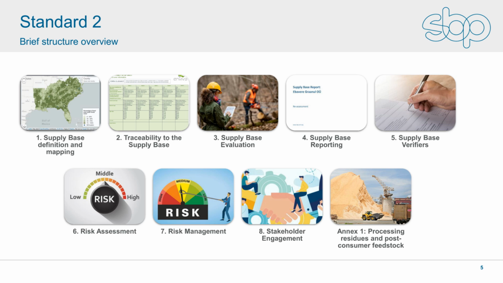Section 5. Supply base verifiers, or SBVs. These are the evidence sources the organization uses to verify that practices align with the indicators in Standard 1. Section 6. Risk assessment. A comprehensive assessment of the likelihood and consequences of risks across the supply base. Where an SBP regional risk assessment is available, the organization uses it directly. Section 7. Risk management. Where specified risks are identified, the organization develops and implements a plan with specific measures to mitigate them. Section 8. Stakeholder engagement.